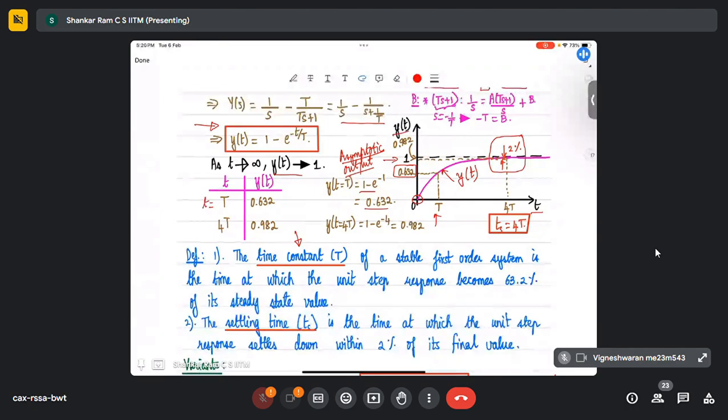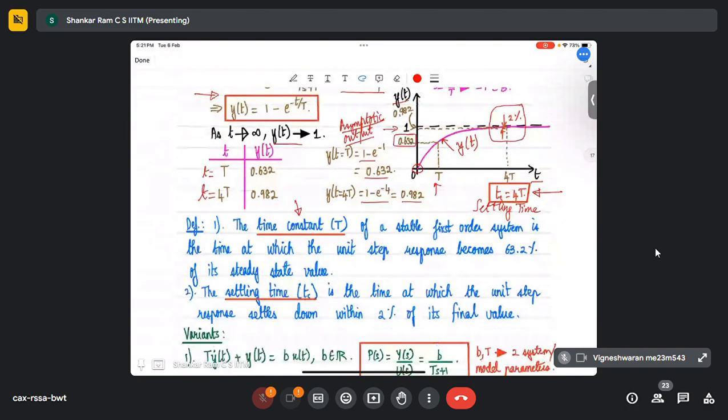And the answer to that is 4 times the time constant. So when the time 4 times the time constant is reached, you and I can see from the expression that the output becomes 1 minus e power minus 4, which is 0.982. So 0.982 is 98% of 1, which is the steady state value. And that is why generically it becomes 2% of the final value. And this is what is called the settling time. So the settling time, Ts, is taken to be 4 times the time constant.